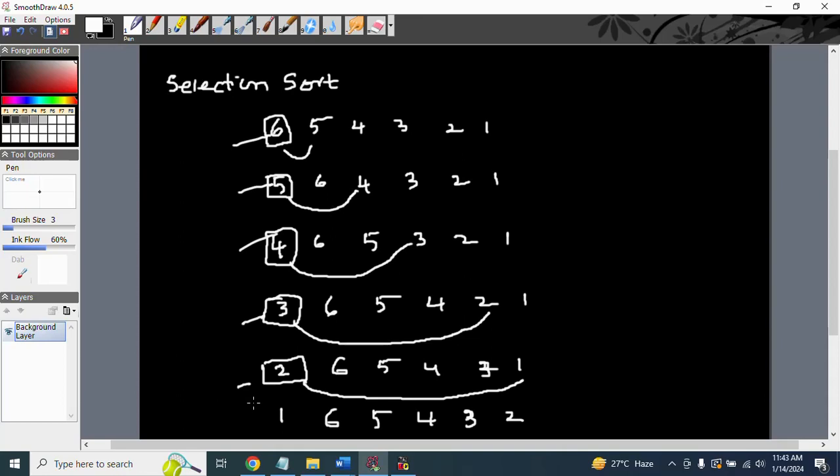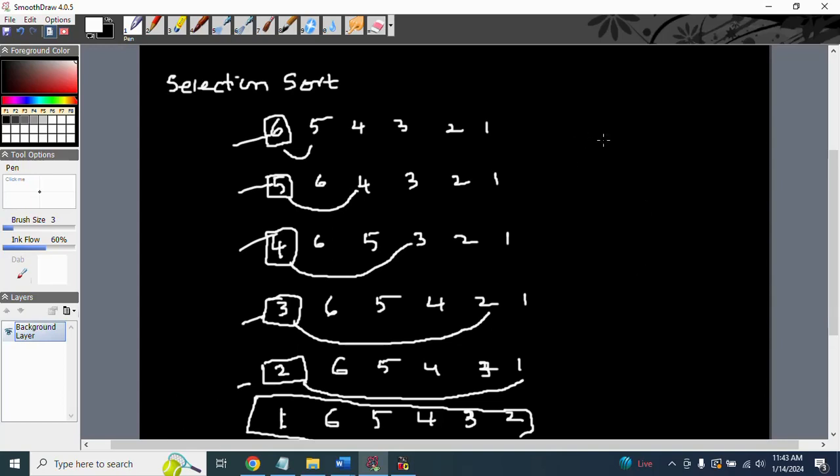Now if you observe, friends, at the end of this entire iteration, what did you notice? The smallest element, which is 1, is occupying its right position. The smallest element got settled. So 1 is now sorted, and 1 is the smallest element in the array and came into its correct position.